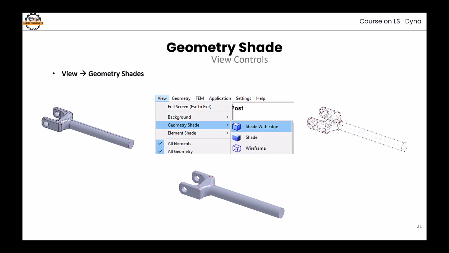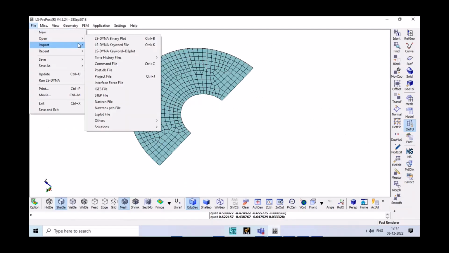In this video, we are going to see geometry shades. Whenever we bring in any parts, we want to control the shading of the models. So how can we control it? Let me open some file.